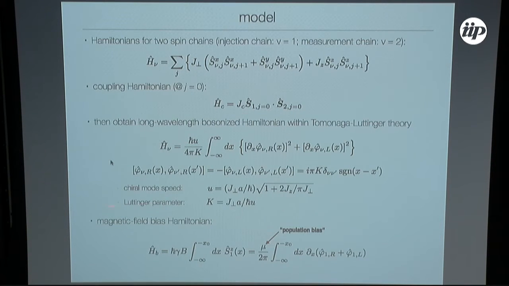And then the magnetic field bias, or the bias that injects the spin current into the system, in the bosonized language, can be written in this form. And the mu here is basically the population bias that's acting to inject the spin current into the quantum spin chain.